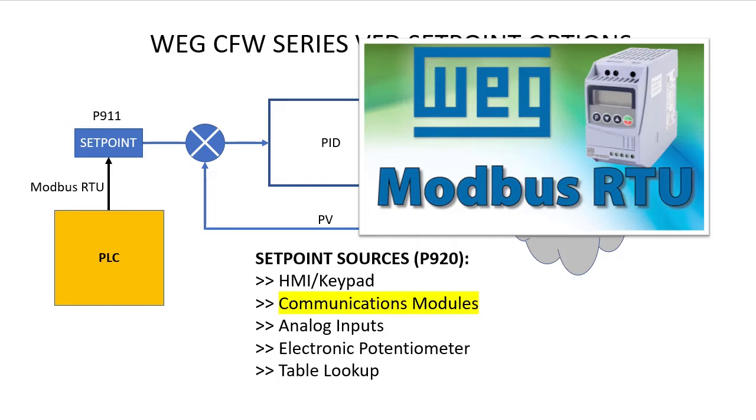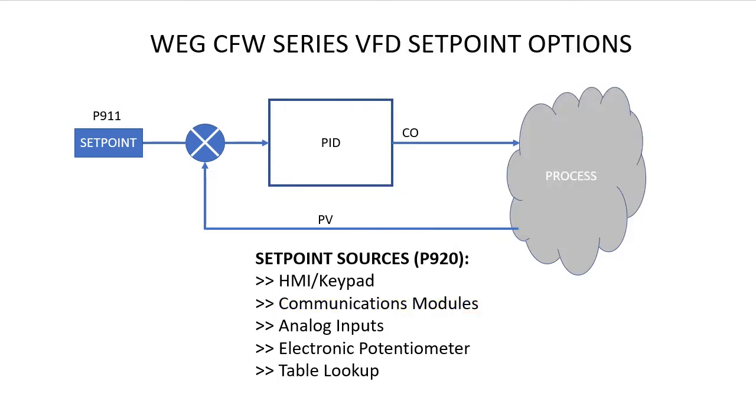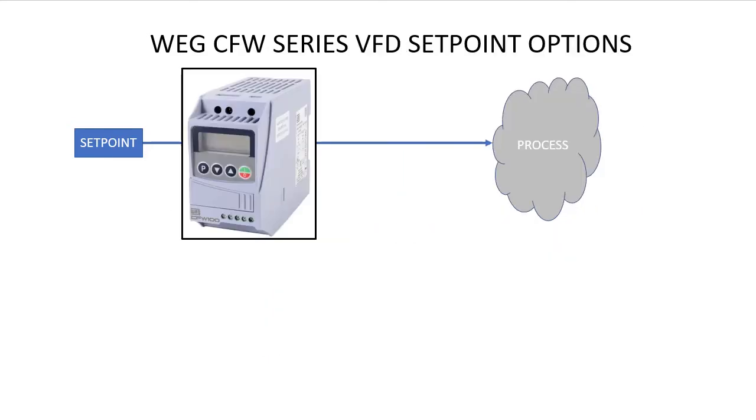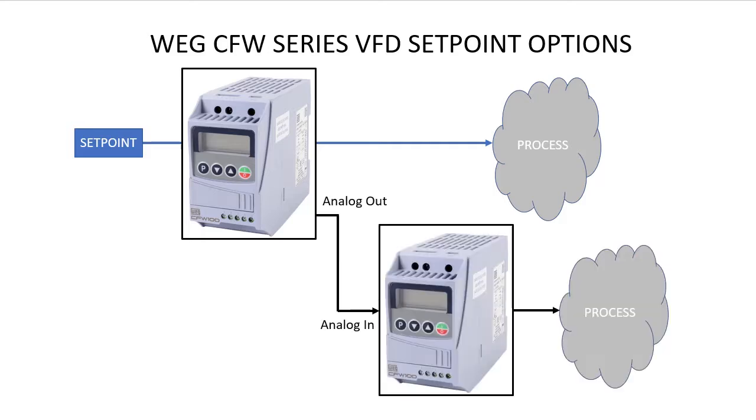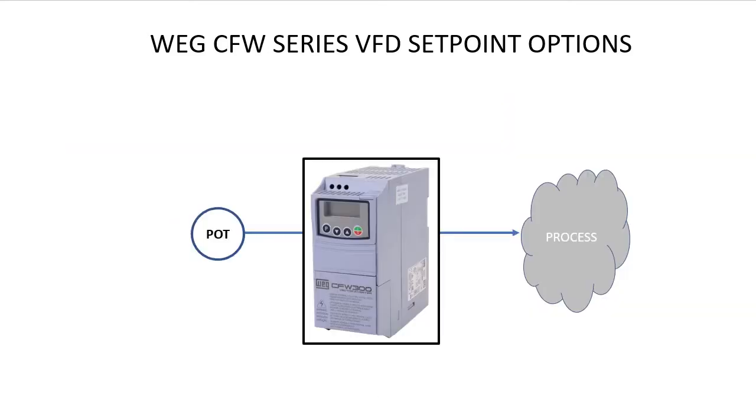The set point can come from an analog input. Maybe you have a drive running a process and you want a second drive to follow that process. Or maybe you just want to connect a potentiometer so you can dial up whatever set point you want. Let's do an analog set point example using a potentiometer.